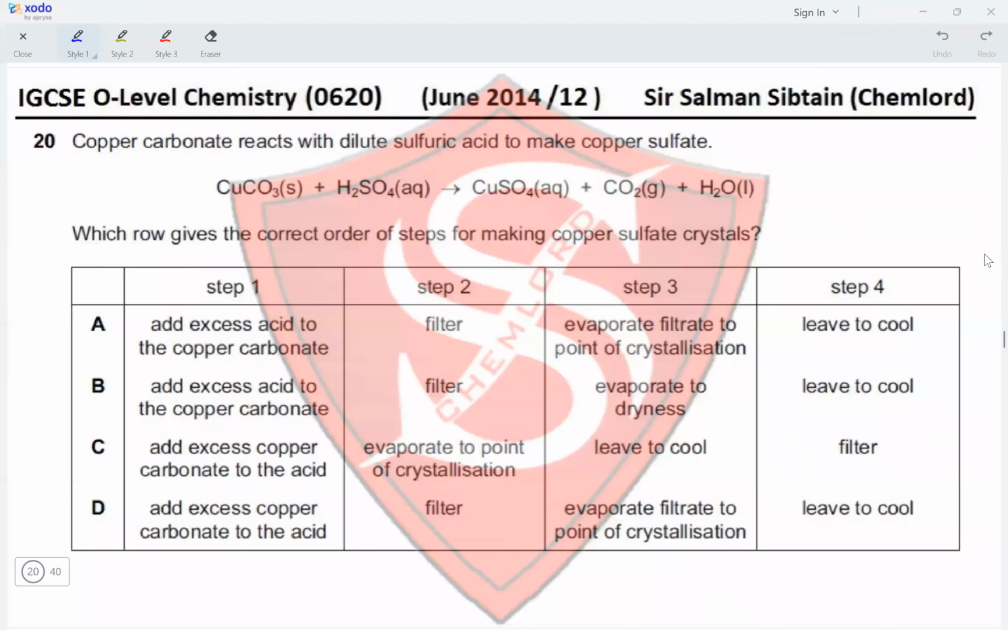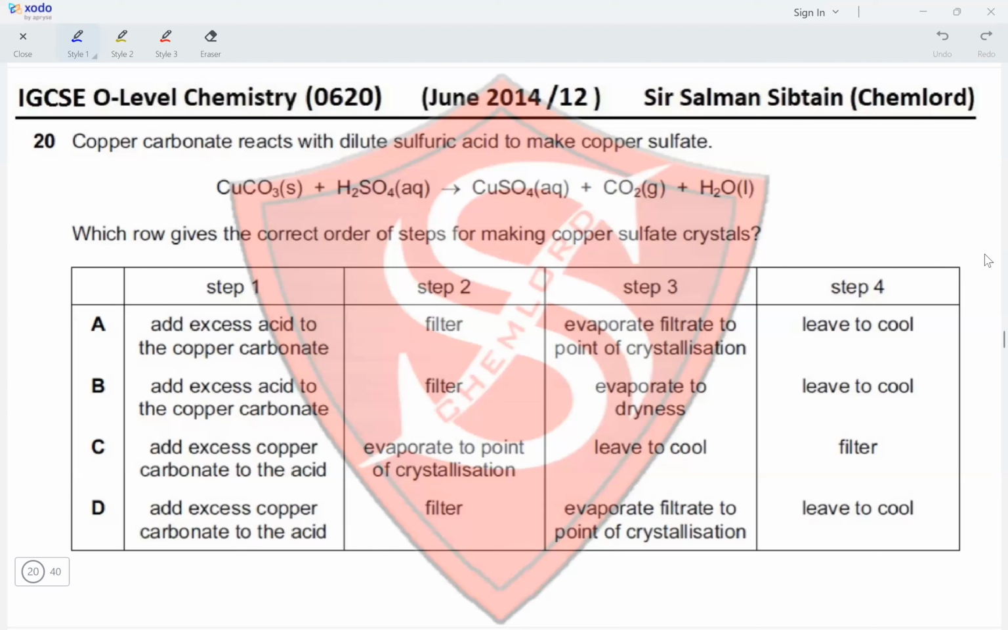Question 20. Copper carbonate reacts with dilute sulfuric acid to make copper sulfate. And the equation is given. Which row gives the correct order of steps for making copper sulfate crystals? So we add excess acid to the copper carbonate, which is the same step for all options. So we move on to step 2. So after we add excess acid to, no, it is not the same. In A and B, it says add excess acid to copper carbonate. And in C and D, it says add excess copper carbonate to acid.